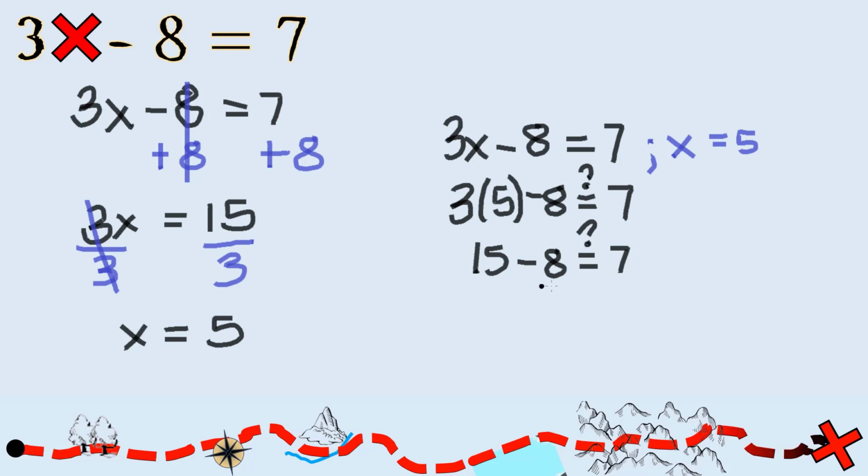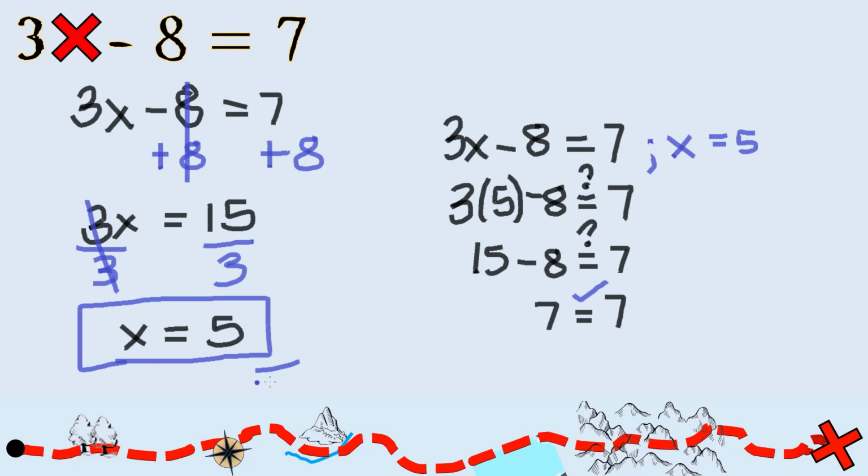Now 15 minus 8 is 7. You have here 7 here as well. This time you have retained the equality of the equation. Hence, the value of unknown x is 5. This is now done.